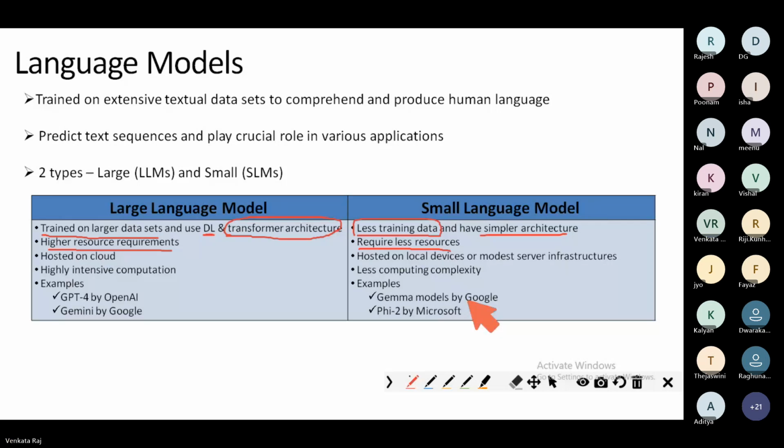Understood? So as I told you, they need higher resource requirements. You cannot host them on servers with less infrastructure. You cannot host them on your personal devices. So normally the cloud is preferred for hosting the large language models. You need to understand these technicalities, guys.